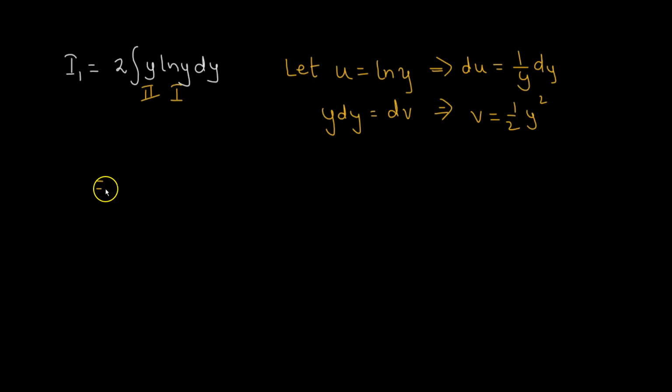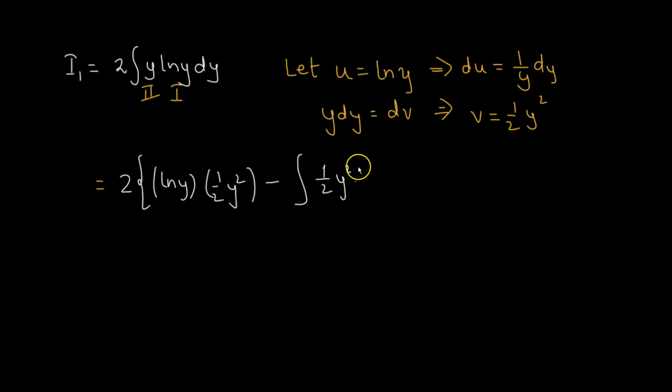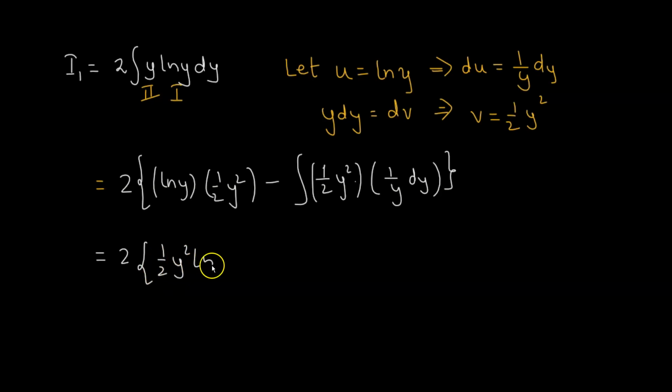So we have now 2 times the integration of y log y dy, so this will be u times v minus integration of v du. So v is a half y squared times du. So du is 1 over y dy. Right. This equals 2 times half y squared natural log of y minus half integration. So 1 y will get cancelled out from the numerator and 1 from the denominator.